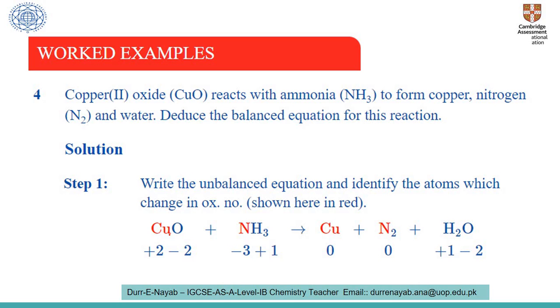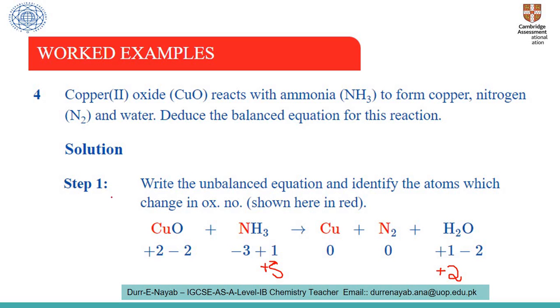So what we are going to do is first assign the oxidation state to all these elements in their compounds. So oxygen here is -2, copper will be +2, hydrogen, for 1 it is +1, for 3 it will be +3. For nitrogen it will be -3, copper is 0, molecular nitrogen is 0, oxygen -2, hydrogen for 1 is +1, and for 2 it will be +2.